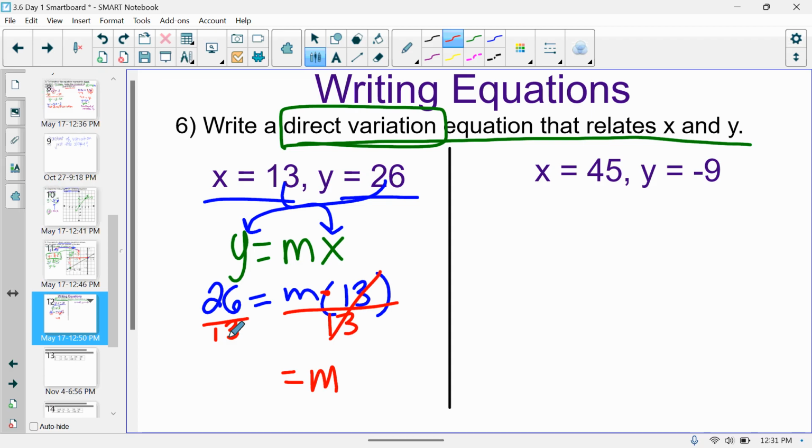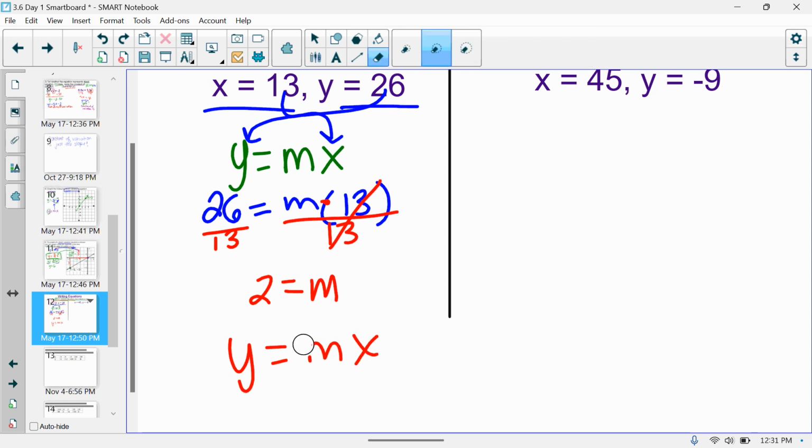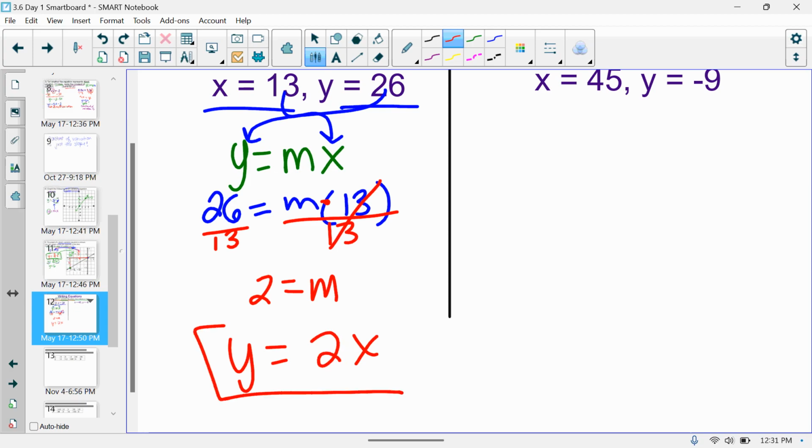26 divided by 13 is 2. Guys, what does m stand for again? The slope. Does the question say find the slope? So we're not done yet, okay? Because the question said write the equation. That means our answer has to look something like this. But now that we know the slope, we can fill it in. So our actual answer is this.